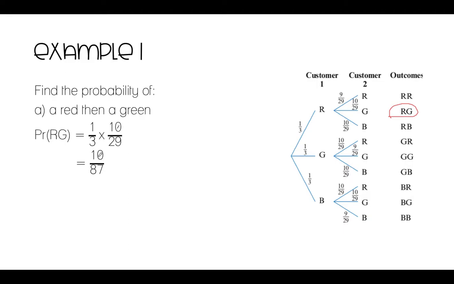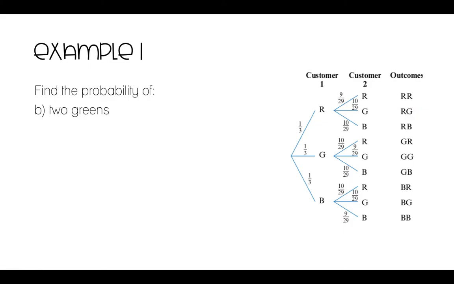So that's our probability, and as a decimal it's 0.15. So the probability of getting a red then a green in that order is 0.15. So if we remember back to our language of probability, we would say that that's highly unlikely.